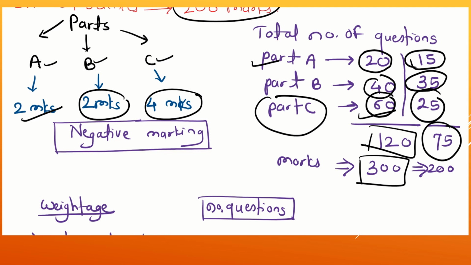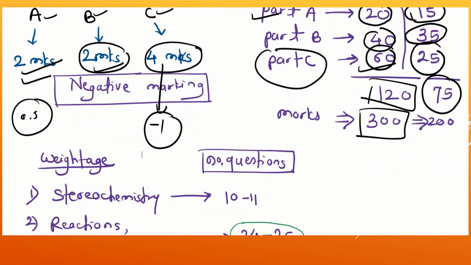So let's talk about the negative marking. For Part A and Part B it is 0.5, and for Part C it is -1. One mark will be deducted for a wrong answer. So this is all about the mark system and questions: how many questions there are and how many you have to solve. No need to solve all of them like we do for other exams. Yes, this is a little bit different.